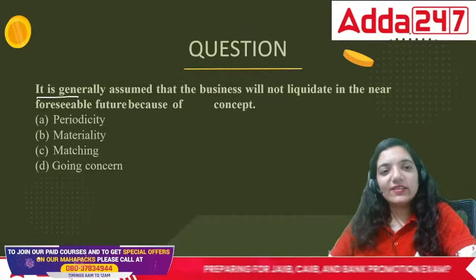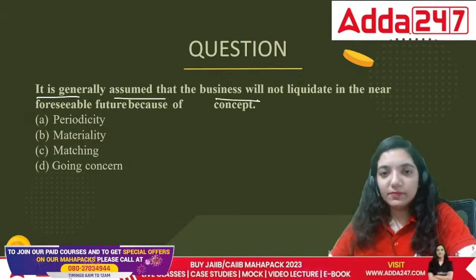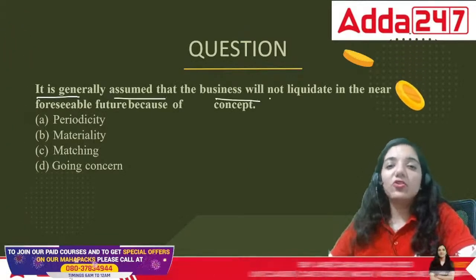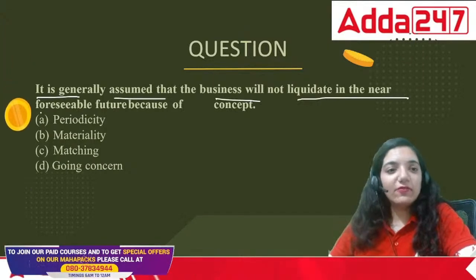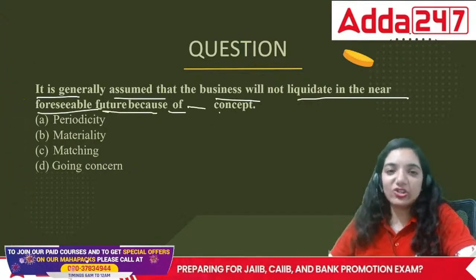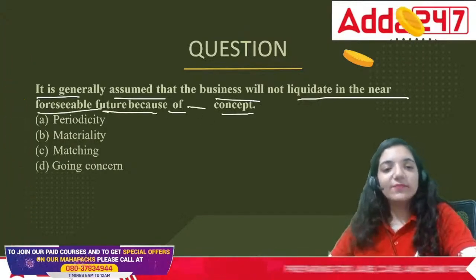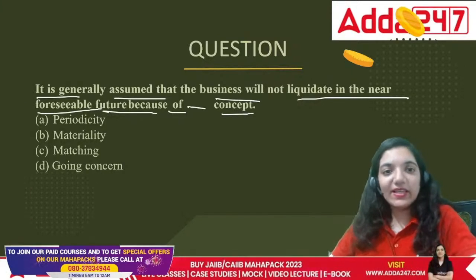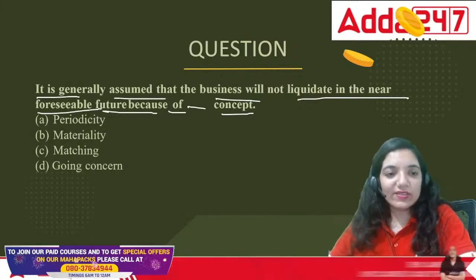Next question. It is generally assumed that the business will not liquidate in the near foreseeable future because of dash concept: periodicity, materiality, matching, or going concern.